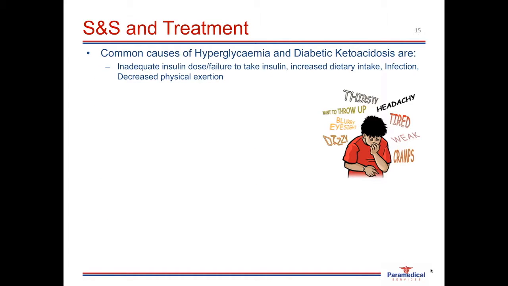Common causes of hyperglycemia and diabetic ketoacidosis are inadequate insulin doses, failure to take insulin, increased dietary intake, the presence of an infection, or decreased physical exertion. And DKA may be the first presentation or sign and symptom that somebody has diabetes. So this may be a person who has not been previously diagnosed with diabetes, and they present to the paramedics or the emergency room with the signs and symptoms of diabetic ketoacidosis with no previous history.